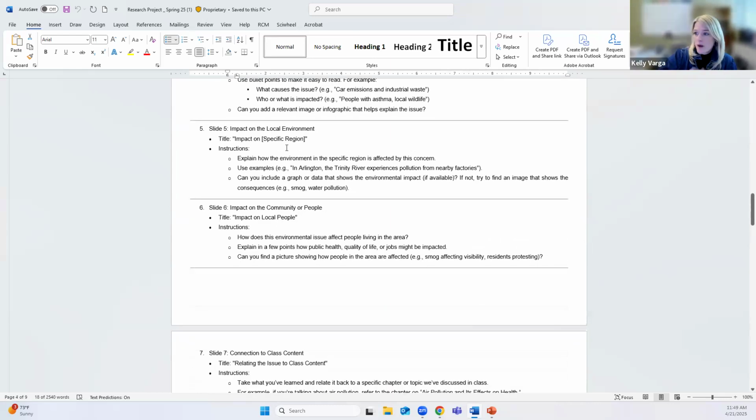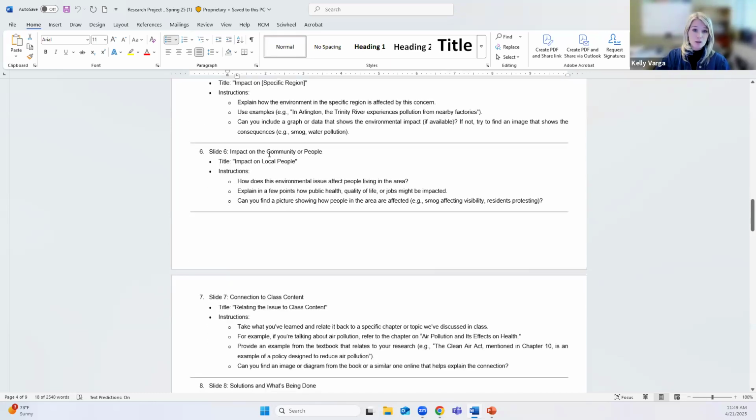Then you're going to talk about the impact on the local environment. How does this physically affect, where is this affecting? And again, stats, figures. Is the loss of biodiversity affecting water quality? It's affecting air quality. What is the impact of this? Then the next slide, you're going to talk about what is the impact of this on humans, right?